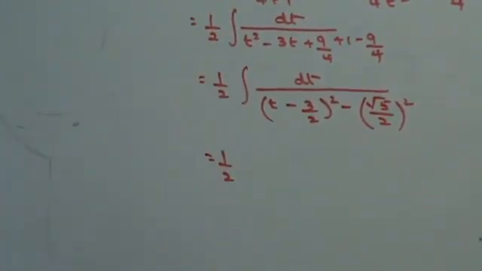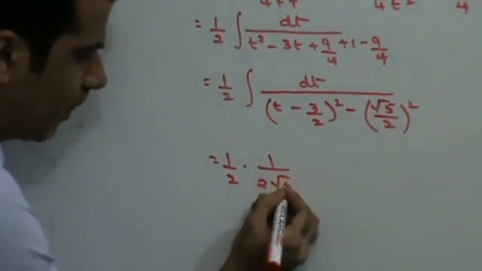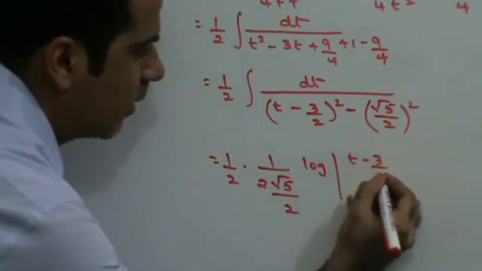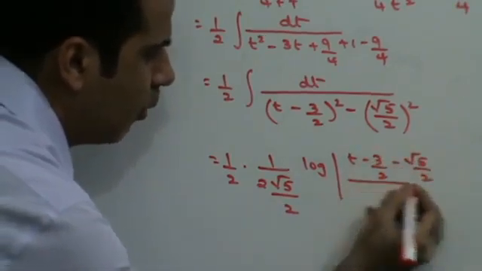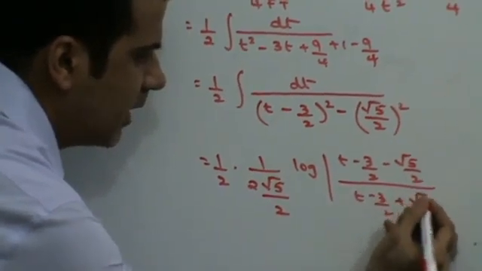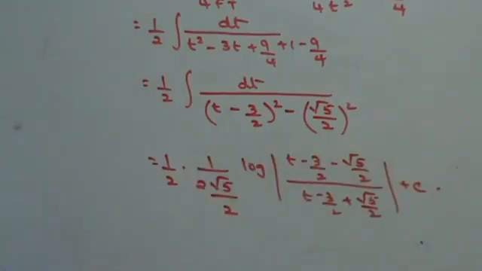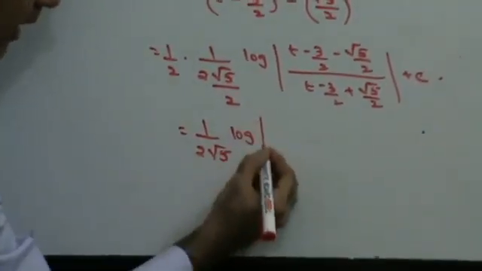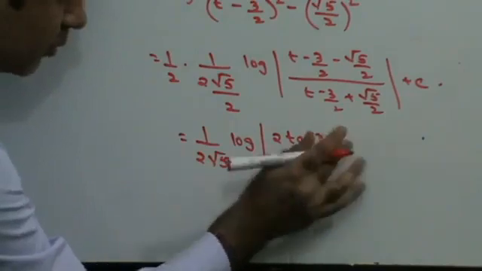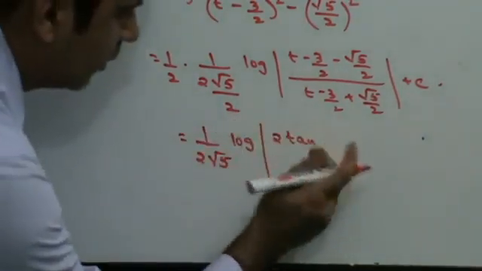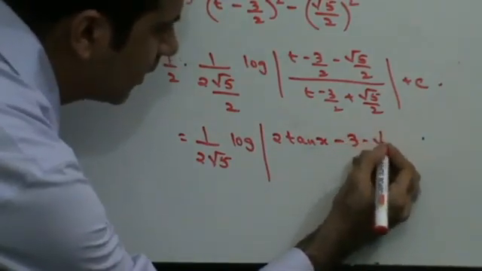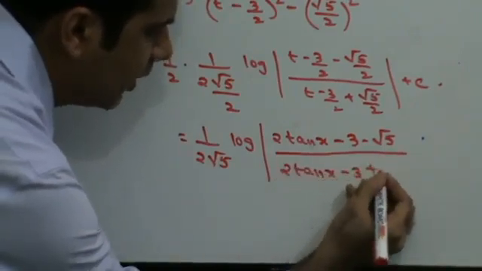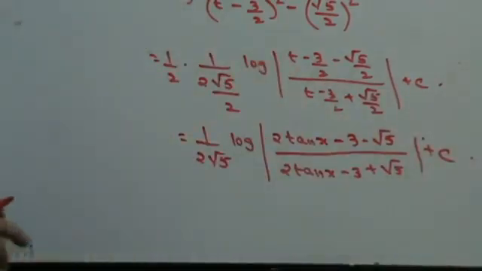Integral of 1 upon x square minus a square is 1 upon 2a log mod x minus a upon x plus a plus c. This can be written as 1 upon 2 root 5 log, taking LCM, substitute t by tan x. Here it is tan x. 2 tan x minus 3 minus root 5 upon 2 tan x minus 3 plus root 5 plus c. That would be your answer.